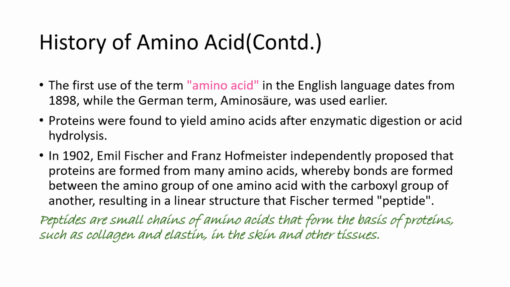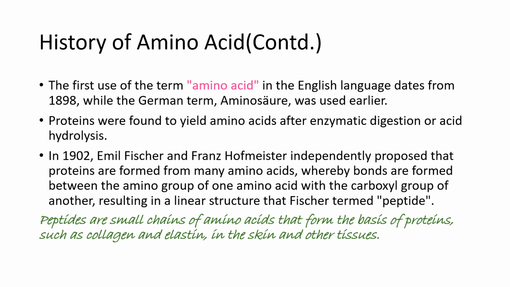Proteins were found to yield amino acids after enzymatic digestion or acid hydrolysis. Yes, so they also realized that proteins are made of amino acids. In 1902, Emil Fischer and Franz Hofmeister independently proposed that proteins are formed from many amino acids, whereby bonds are formed between the amino group of one amino acid and the carboxyl group of another, resulting in a linear structure that Fischer termed peptide. Very important.